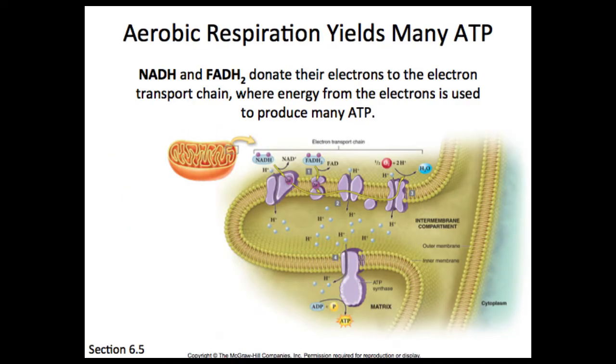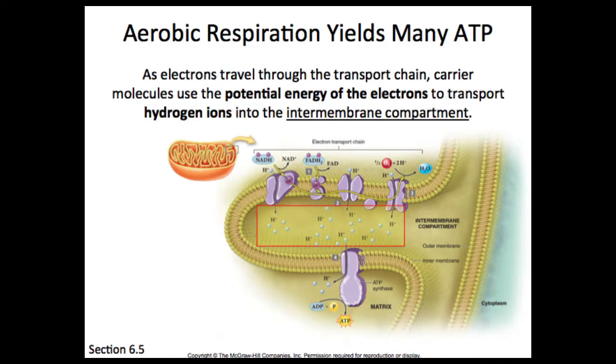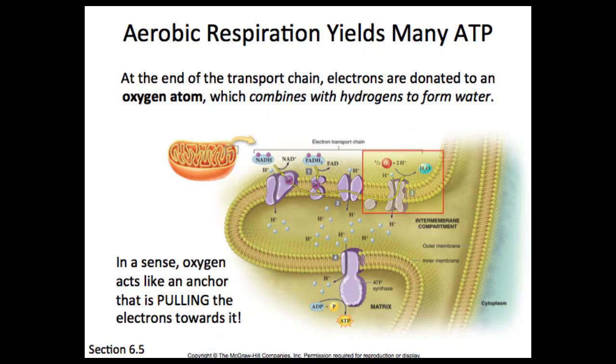Looking in our textbook, we can see that our electron carrier molecules are going to donate their electrons to the beginning of an electron transport chain. As electrons travel in an organized manner through the transport chain, carrier molecules will use the potential energy of the electrons to transport hydrogen ions, which we refer to as protons, into the intermembrane compartment. These protons will then build up in high concentration, and we can use those later on to build ATP.